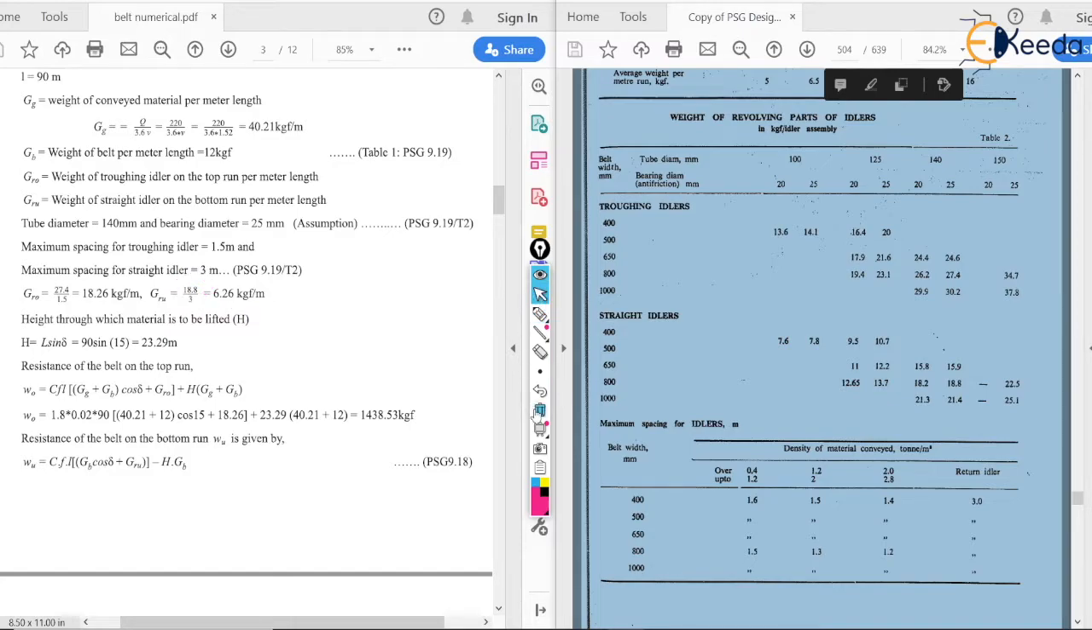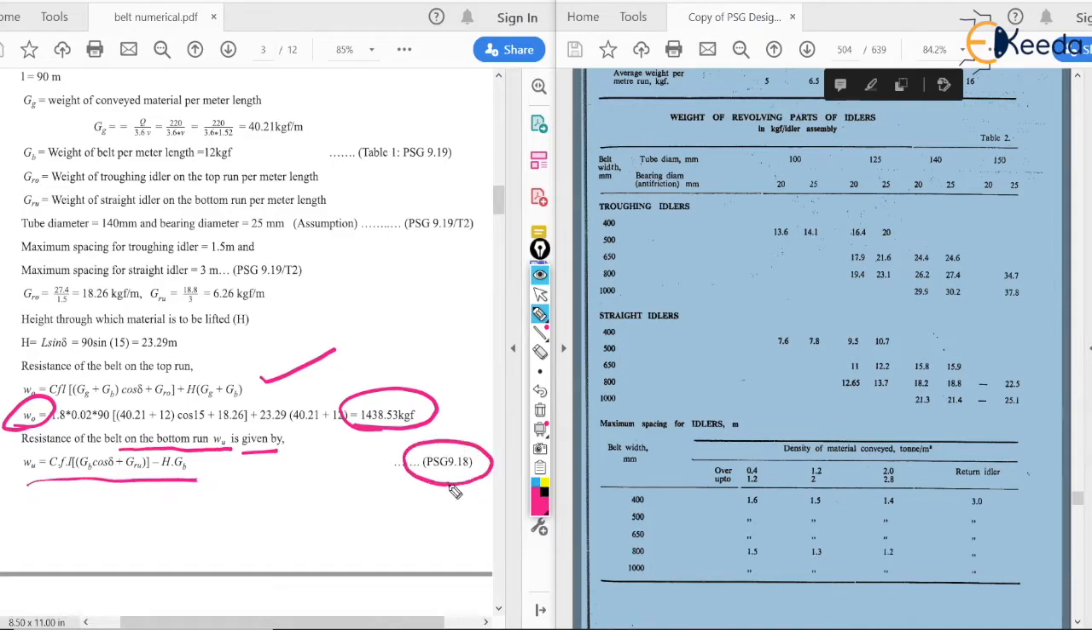Once we got the values of GRO and GRU, next we are going to calculate the resistance on the belt on the top run, that is W0, the total value. Now we have all the values, and from all the values we can calculate this W0, that is 1438.53 kgf. Similarly we are going to calculate the resistance on the belt on the bottom run, WU, which is given by this formula which is there on PSG 9.18.